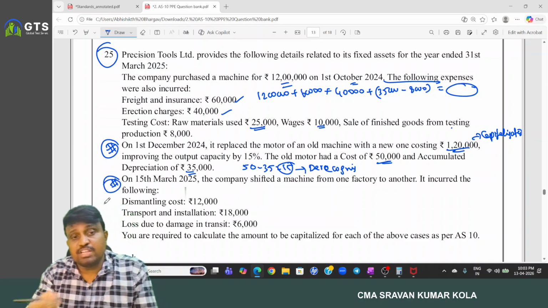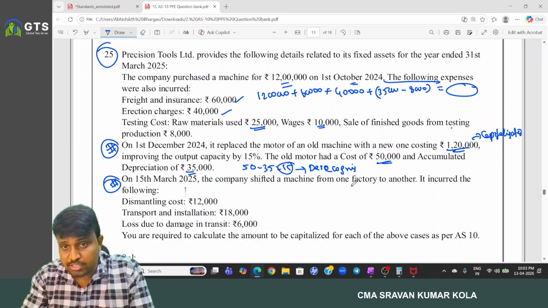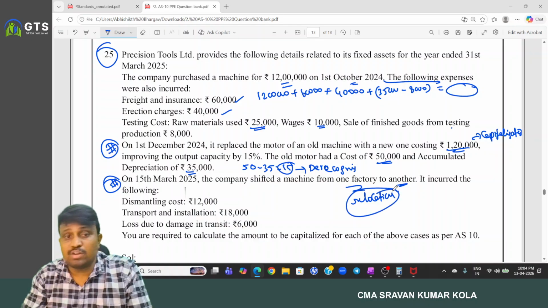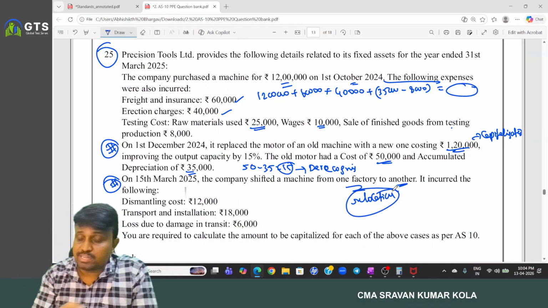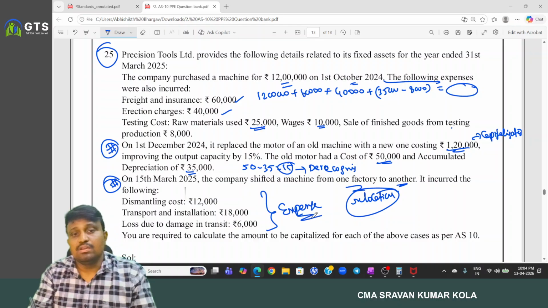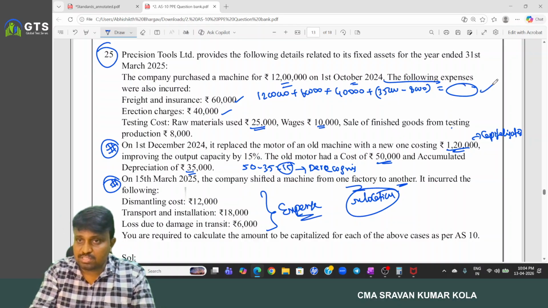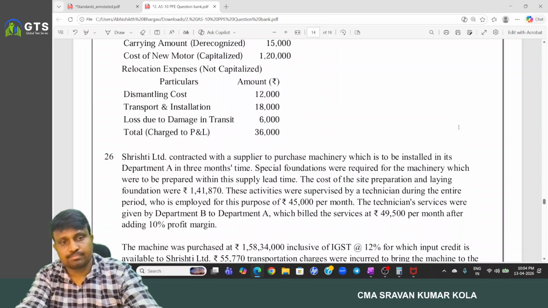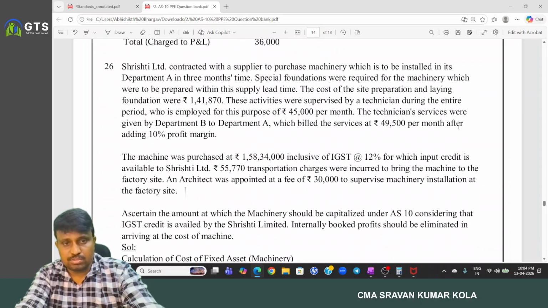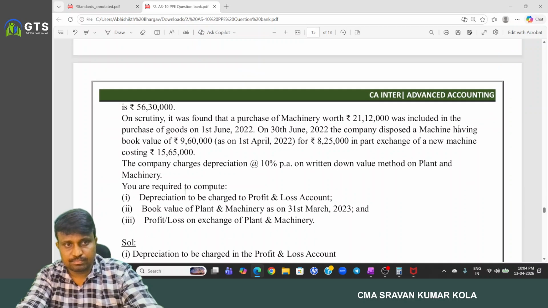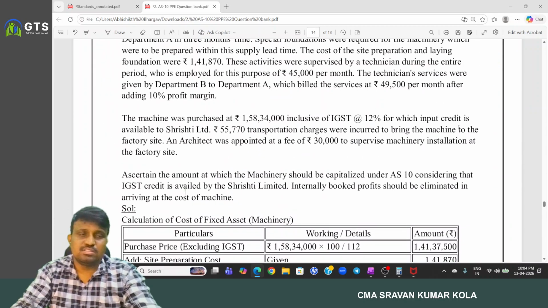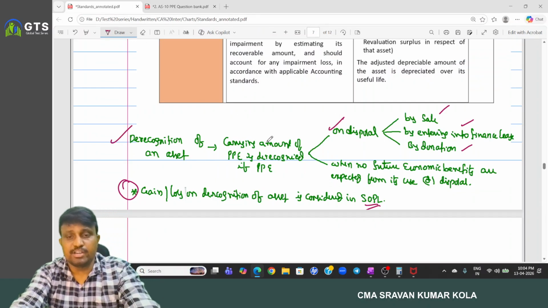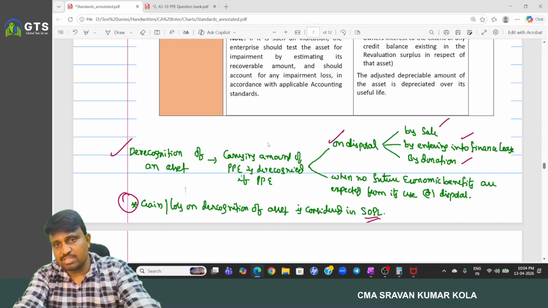Next, on 15th March 2025, the company shifted machinery from one factory to another factory, nothing but relocation cost. Remember, the cost of relocation is an expense, transferred to P&L, and not to be capitalized. The entire amount is an expense. So the capitalized parts are this one and this one. Okay, so these are the important problems we have relating to AS10. I hope you understood.